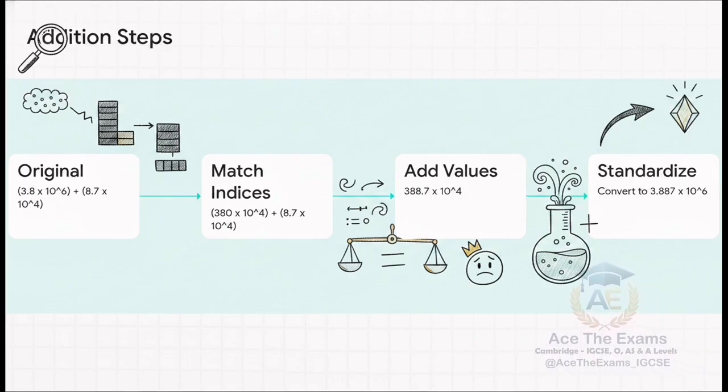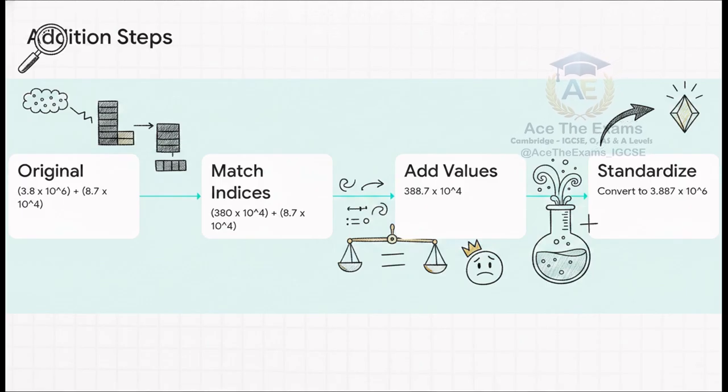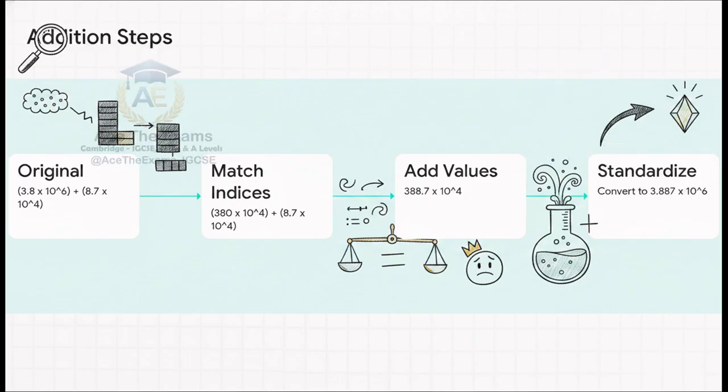Step 2 is the secret strategy. You have to change the indices so they match. It's kind of like finding a common denominator for fractions. So we rewrite 3.8 times 10 to the 6th as 380 times 10 to the 4th. Boom. Now that the powers of 10 match, step 3 is easy. We simply add the front numbers together. 380 plus 8.7 gives us 388.7 times 10 to the 4th.